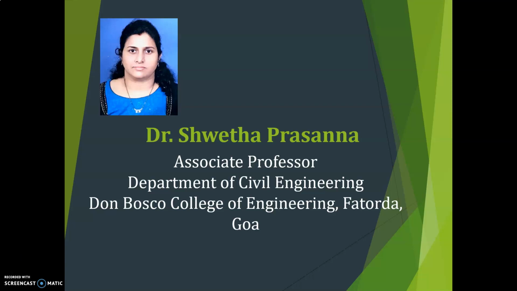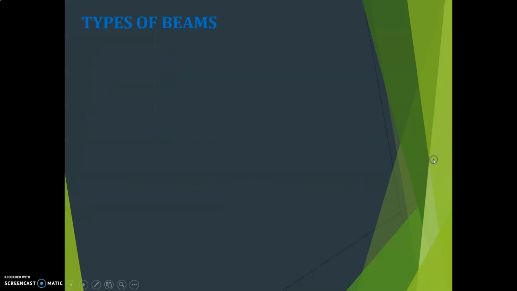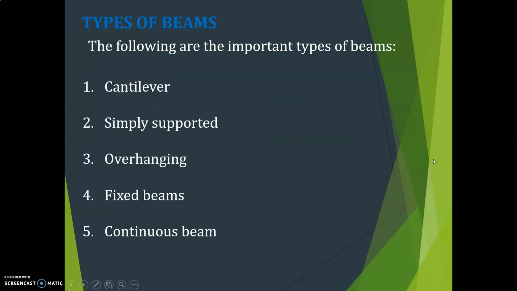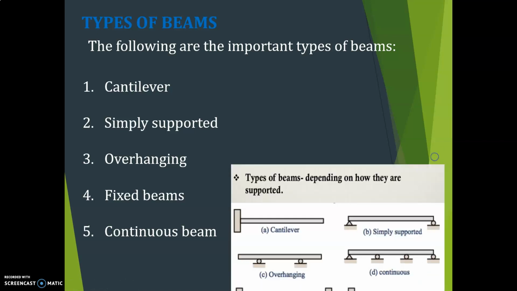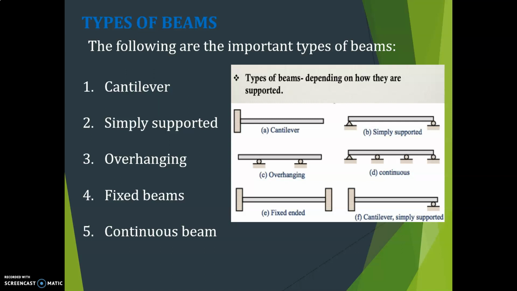Hello, my dear students. Last class, I explained about beams and different types of beams. Today we will focus on the main types of beams. That is, as I mentioned in yesterday's class: cantilever beam, simply supported beam, overhanging beam, fixed beams, and continuous beams.